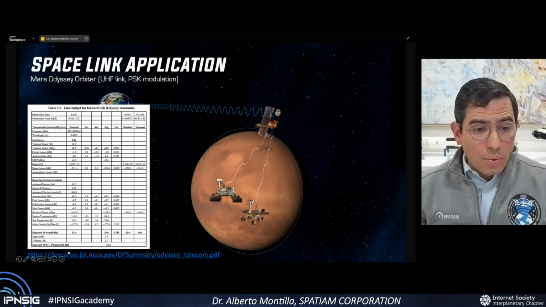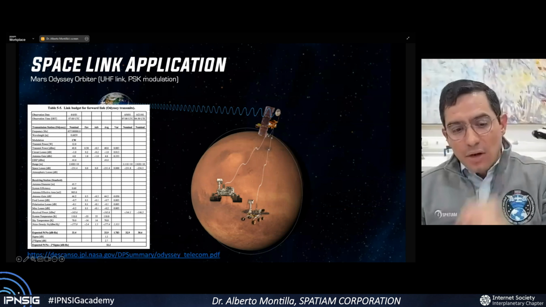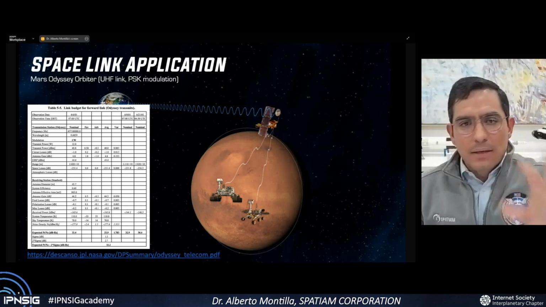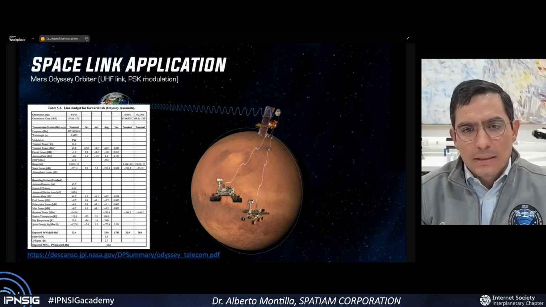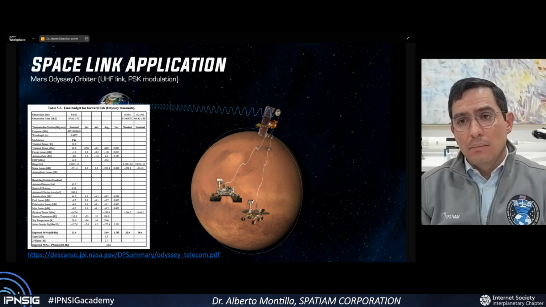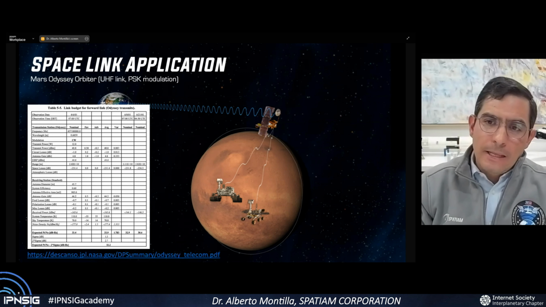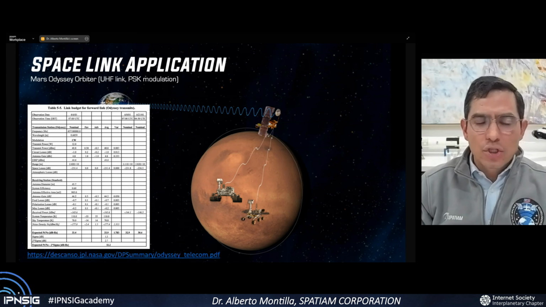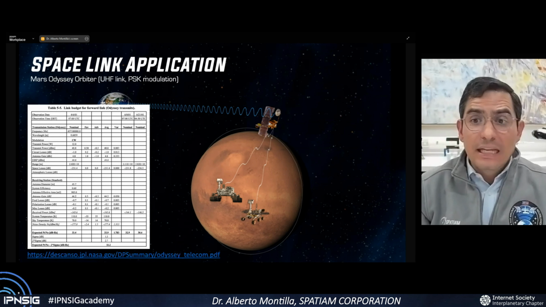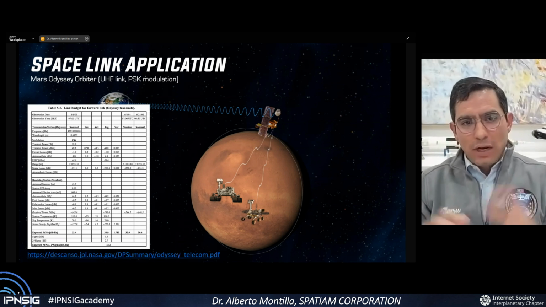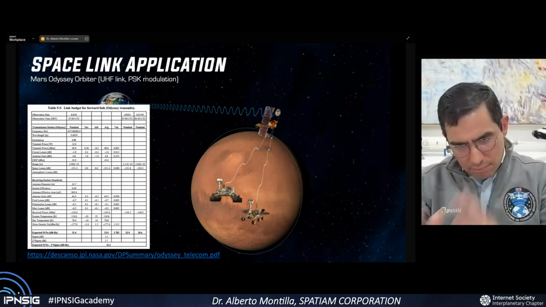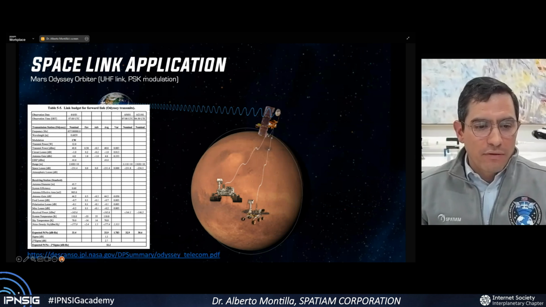So if you go to scanso.jpl.nasa.gov, you're going to see the communication link designs for many of the interplanetary missions that have been launched by NASA over the years, and it goes to a very, very low level of detail. So I encourage anyone who is interested in double clicking about how physical links are designed, go there, you will find a lot of information.